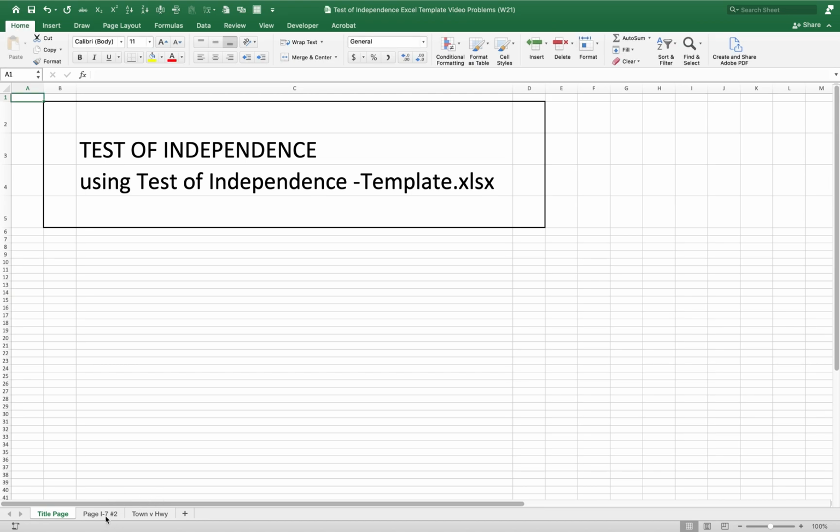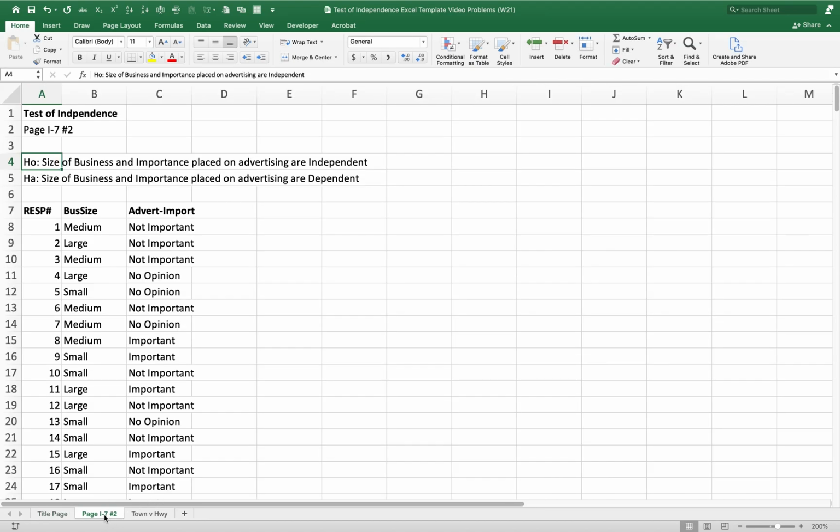I'm going to start here with a problem right from your manual. It's from page I7, number 2, and the question was, looking at the relationship of the size of the business and the importance that they place on advertising. And the H0, of course, is that the two are independent versus HA, which is that they are dependent.